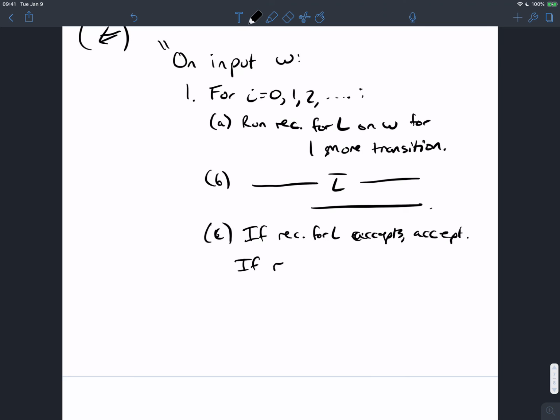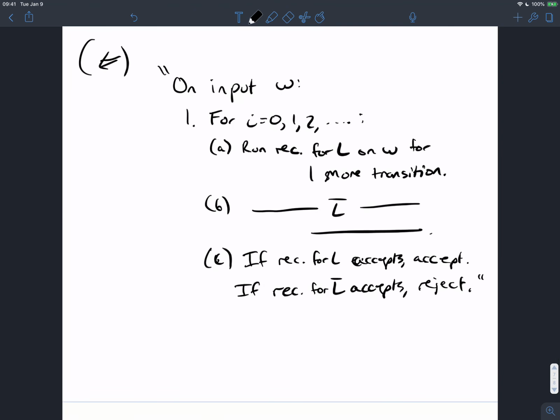But now we just need to think a little on this one. If the recognizer for L bar accepts, what should we say? Reject. Why? Because it's a recognizer for L bar. It said the string is in L bar, but we're trying to decide L, so we should say no, it's not in L. So we should say reject. Seems like a good idea, right? It is, but is there a potential problem with this?